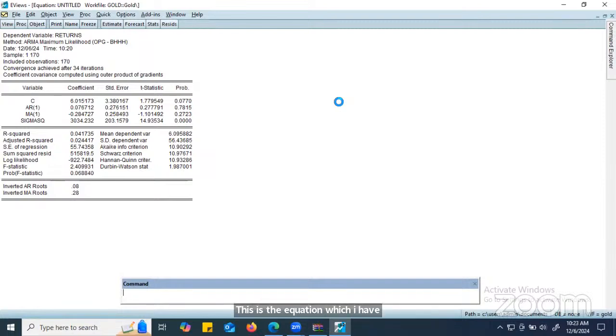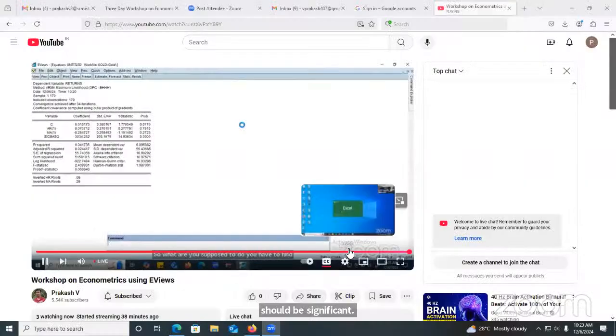Now what you have to observe here is which is AR? This is AR, and this is MA. AR, MA. So what are you supposed to do? There is a necessary condition here. What is the necessary condition? Both terms should be significant. The first condition is that both AR and MA should be significant.